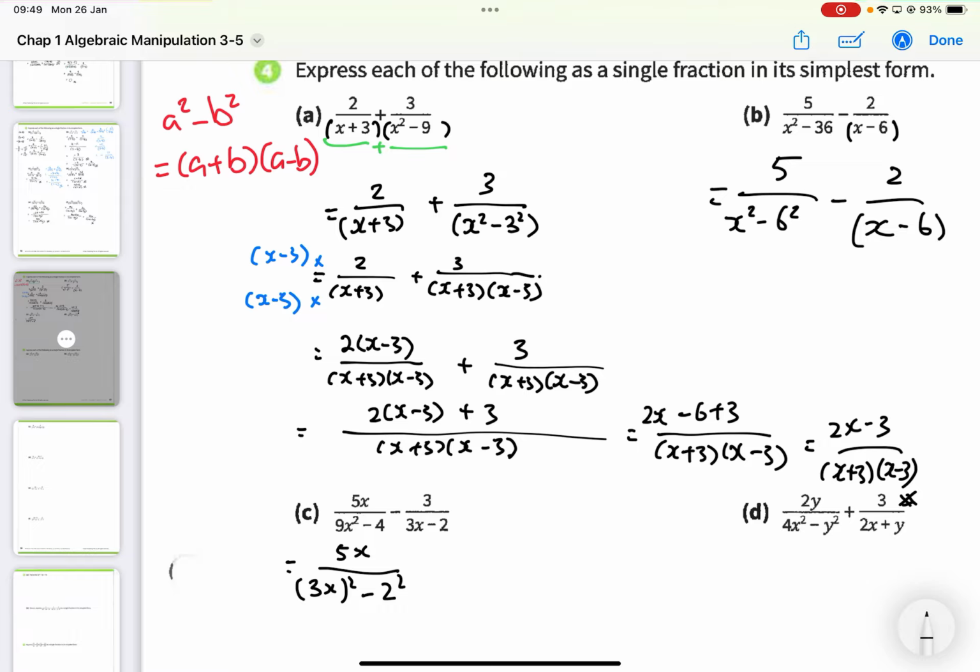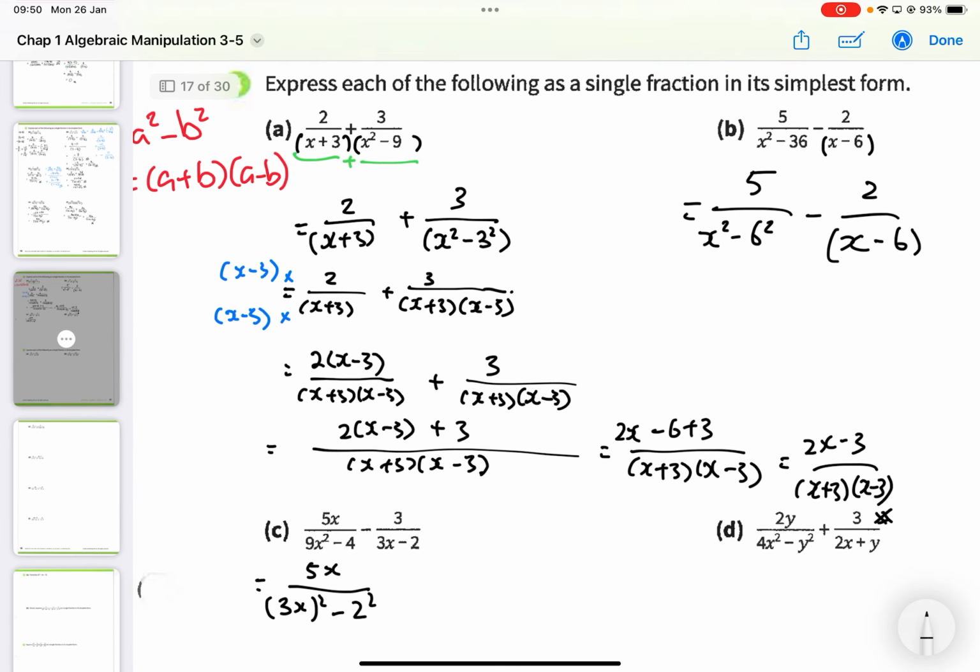Okay? 9 is the square of 3. So I can write it as 3. Then x is 3x. I put them together, the whole thing is being squared. So it also is front square minus back square. Then I can use this identity. Then for part D, try yourself. It's all using the same trick.